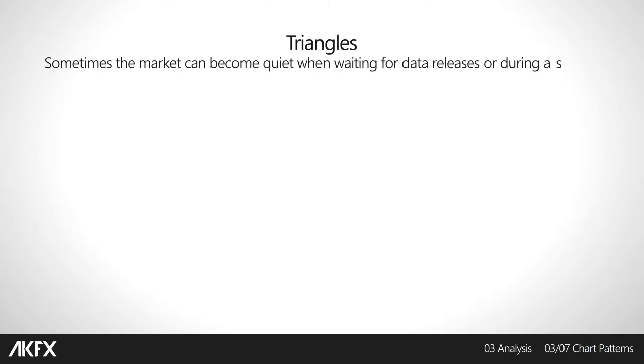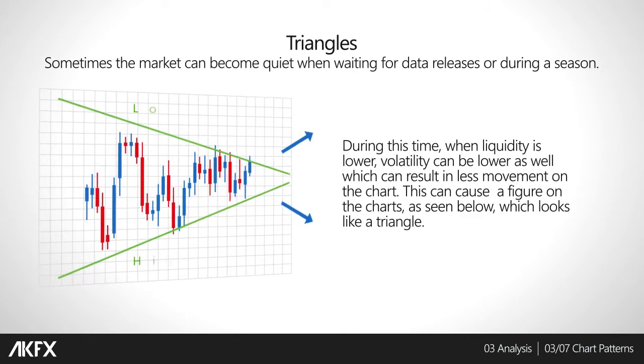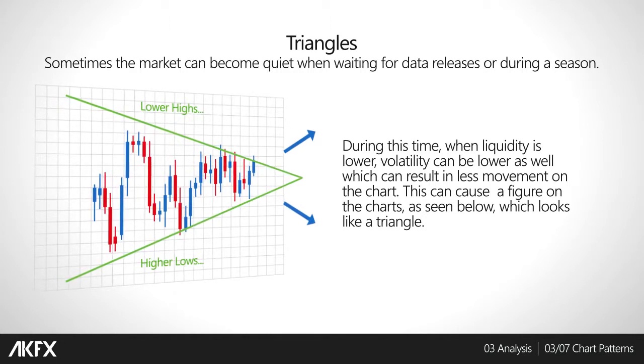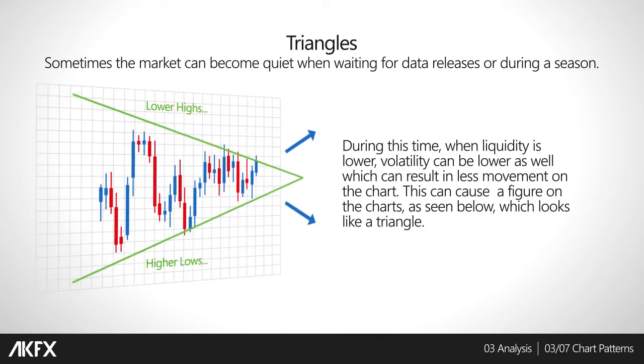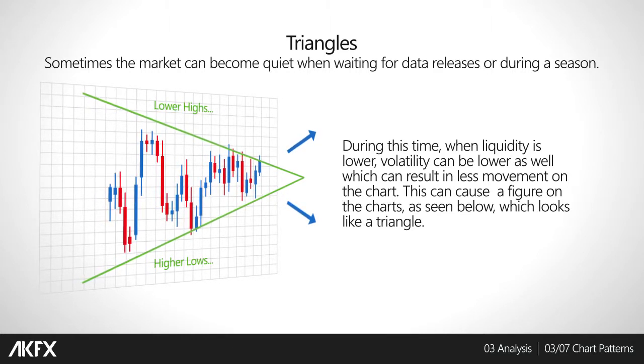Triangles. Sometimes the market can become quiet when waiting for data releases or during a holiday season. During this time, when liquidity is lower, volatility can be lower as well, which can result in less movement on the chart. This can cause a figure on the charts, as seen below, which looks like a triangle.